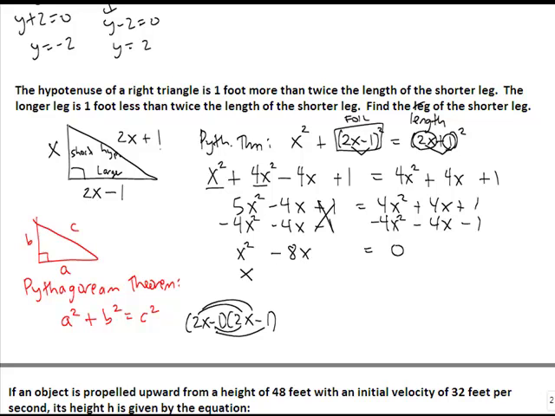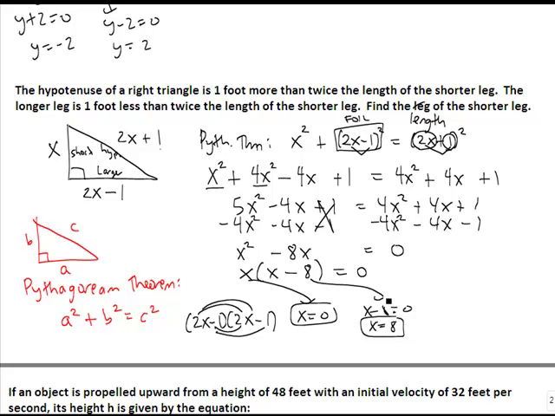I can pull out an x, and when I do, I'm going to be left with an x from that x squared, and I'm going to be left with the minus 8. And now we're ready to set each of these to 0. If I set x to 0, I'll get one solution, and if I set x minus 8 to 0, I'll get positive 8 for another solution.